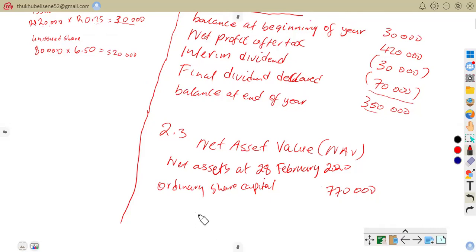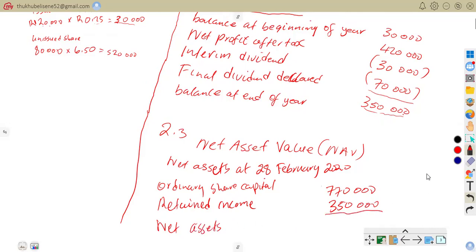So ordinary share capital, 770. Retained income now. How much is our retained income? So our retained income is 350,000. This is the note that we have just calculated. Here it is, 350,000.